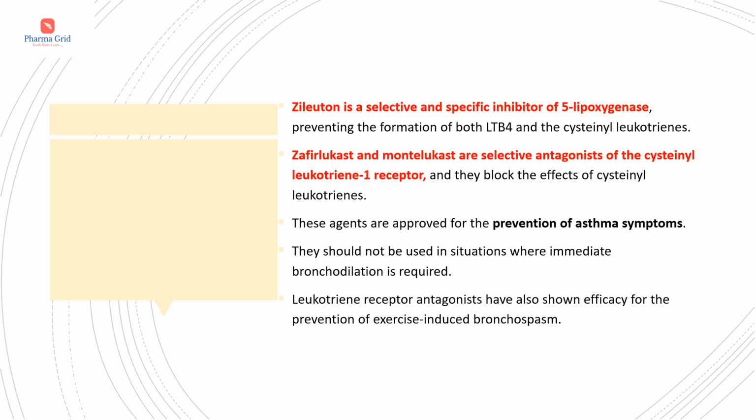These agents are approved for the prevention of asthma symptoms. They should not be used in situations where immediate bronchodilation is required. Leukotriene receptor antagonists have also shown efficacy for the prevention of exercise-induced bronchospasm. So the peculiarity or the feature of these drugs is that these agents are approved for the prevention of asthma symptoms, and they should not be used in situations where immediate bronchodilation is required.